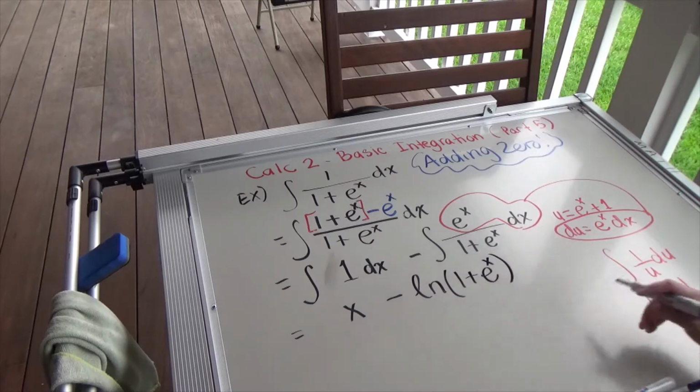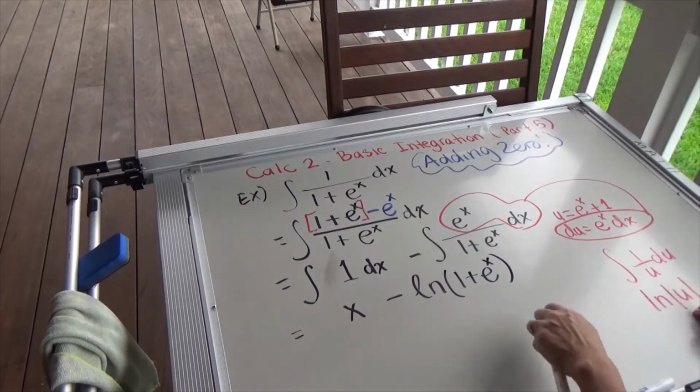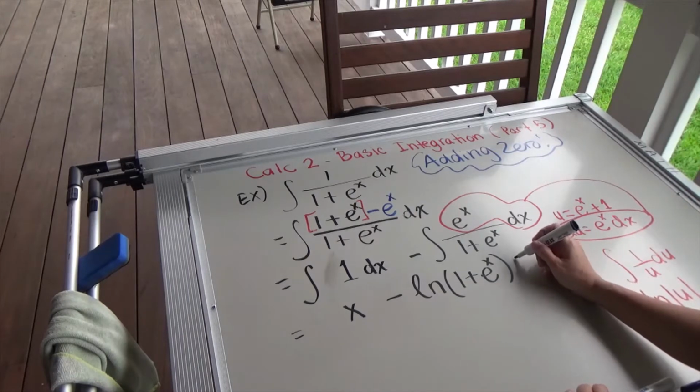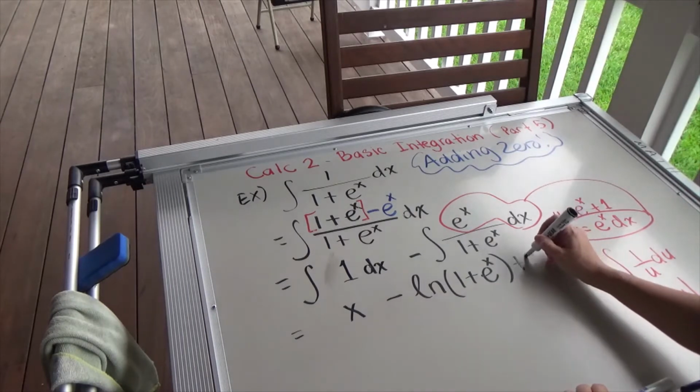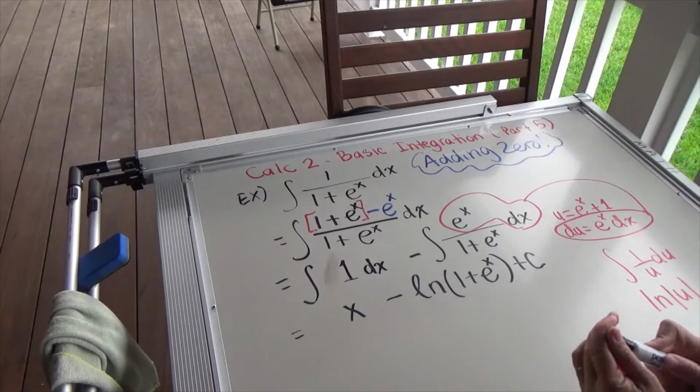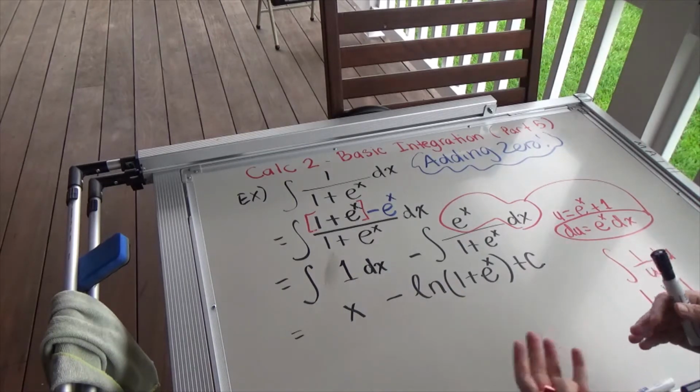And I don't need the absolute value, as I said before, because I know e to the x is positive plus 1 more is positive. And again, don't forget the plus c. All right, so let's go back and review.